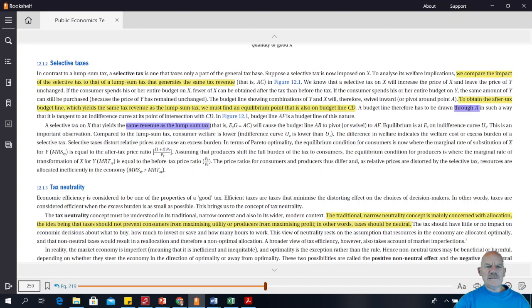So this whole story is told in paragraph 12.1.2, selective taxes. The first thing is, so what are we doing? We're comparing the impact of the selective tax on income to that of a lump sum tax that generates the same tax revenue. That's what we're doing in figure 12.1. The new budget line must run through A because Y is not taxed, and then the after-tax equilibrium point must be on the same budget line as the lump sum tax, namely line CD.